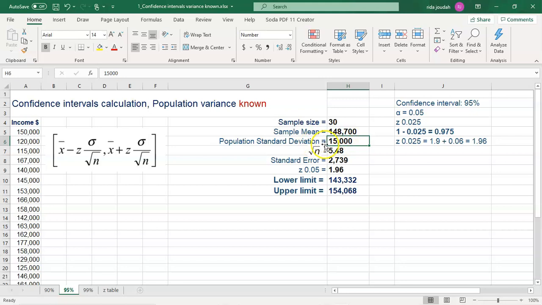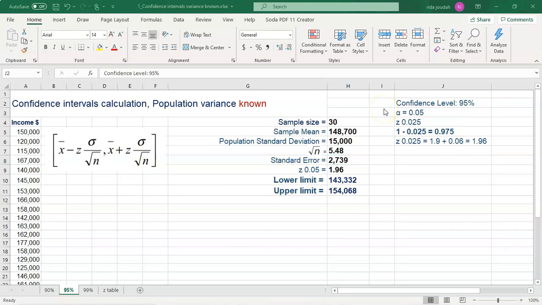So this is the sample mean. 15,000 is the population standard deviation which is given to us. And we calculated here the square root of n, which is 5.48. And to calculate the standard error, we divided the population standard deviation by the square root of n. I will double click to show you the formula. We divided this number by this number and click enter. We already have the sample mean and we have here the standard error. So what is left here is Z value. And let's see how we are going to get this value.